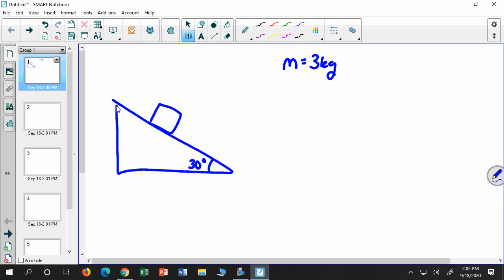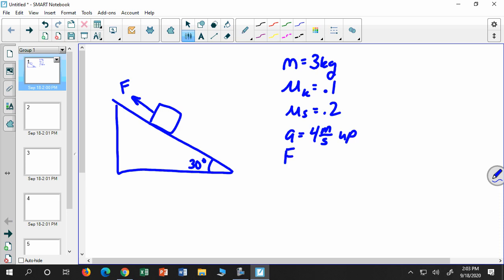Let's say that there's some force F acting on this object. Let's say that the coefficient of kinetic friction on this object is 0.1, and the coefficient of static friction is 0.2. And I want to know what F must be in order to give me an acceleration equal to 4 meters per second squared up the inclined plane. So the question is, what is F?